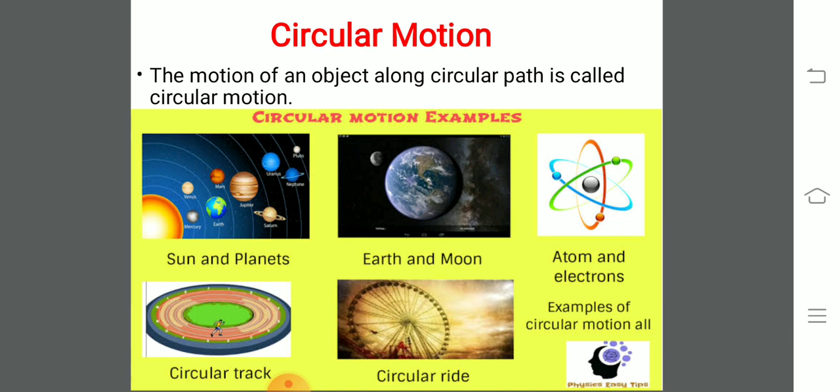I have shown many pictures. In the first one, I am showing the sun and planets. In the second, earth and moon. We know that the moon is continuously rotating around the earth. Also, the earth itself rotates about its own axis. So these are examples of circular motion.